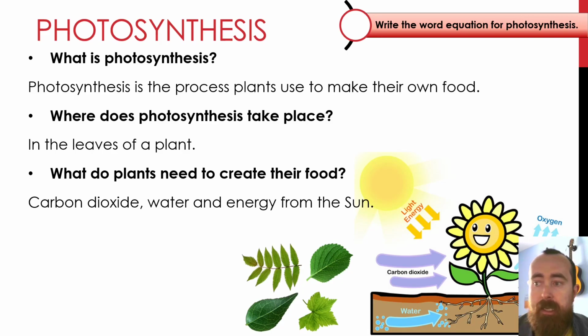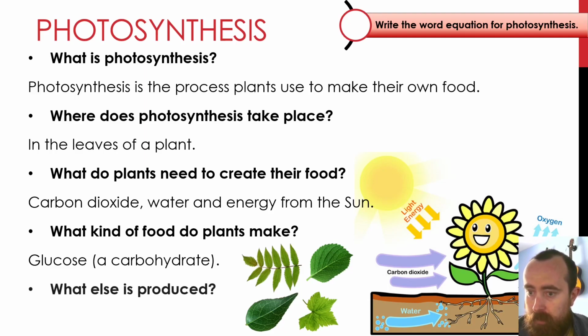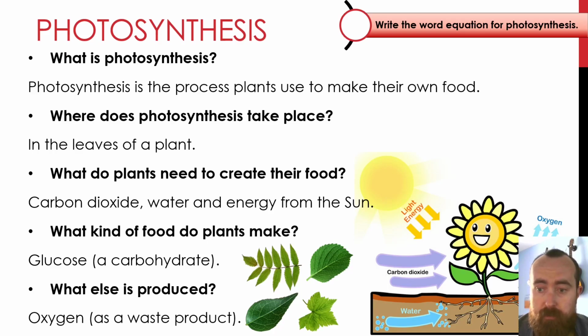Now, this is light energy. The light energy could, of course, come from lamps, but most normally plants get their energy from the sun. What kind of food do plants make? Plants make glucose. Glucose is a carbohydrate. One of the products of photosynthesis is glucose. What else is produced? The other thing that's produced, of course, is oxygen, which is considered a waste product of photosynthesis, but of course is useful to us in respiration. It's also useful to plants who do respiration as well.